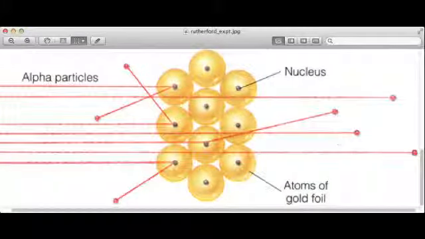But what he saw were bright dots all around the screen, meaning that the alpha particles coming in are not going straight through, they are impacting with something inside the atoms. That something was the nucleus. The nucleus is what Rutherford discovered through his gold foil experiment, and we'll talk more about it soon.